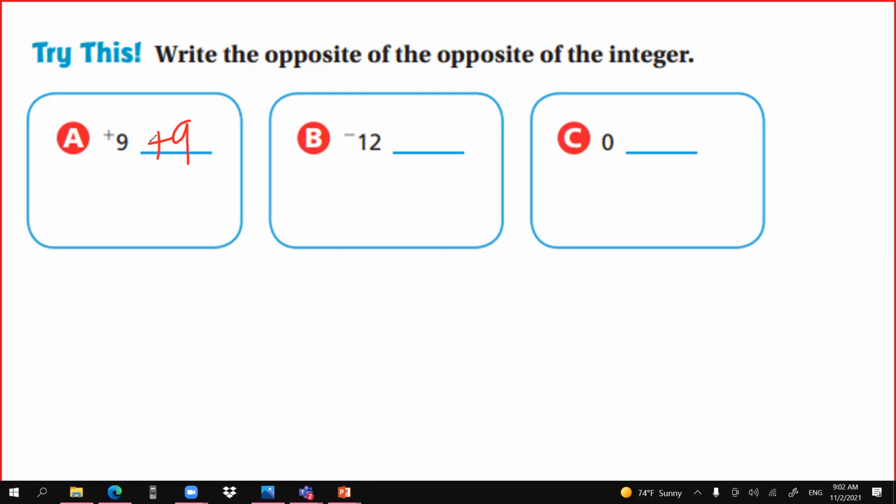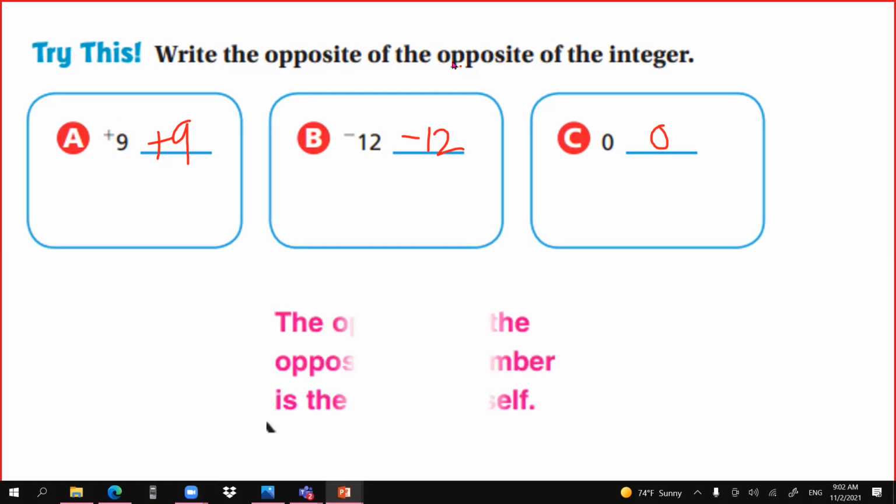Thank you. Now, what is the opposite of negative 12? Positive 12. What is the opposite of 0? There's no minus 0. There's only 0. It will be 0. So you will say that the opposite of the opposite of any number is the number itself.